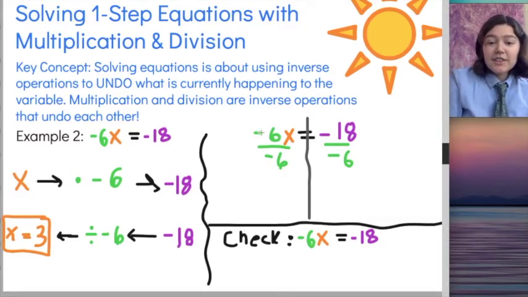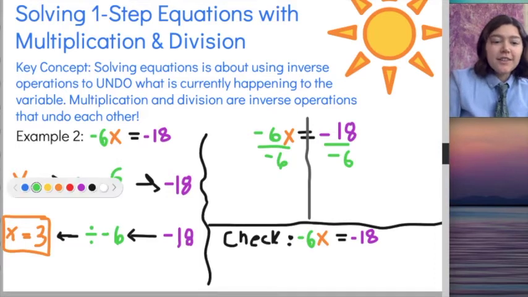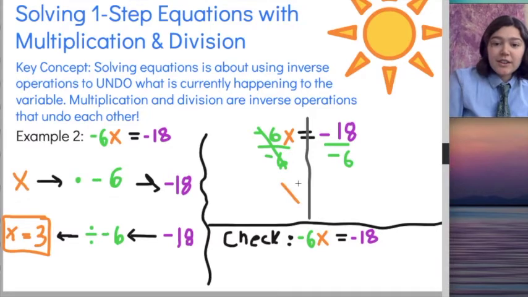And then on the left-hand side, I have negative 6 divided by negative 6. When you take any number, positive, negative, decimal, fraction, doesn't matter, any number divided by itself, what do you get? 1. Okay, so then you just get 1x, and 1x doesn't change anything, so we can just cancel that out, cross it off, and we're going to get x on the left-hand side.